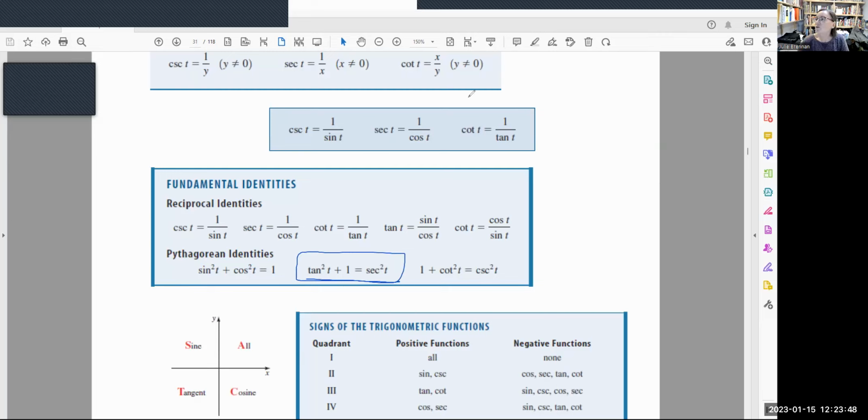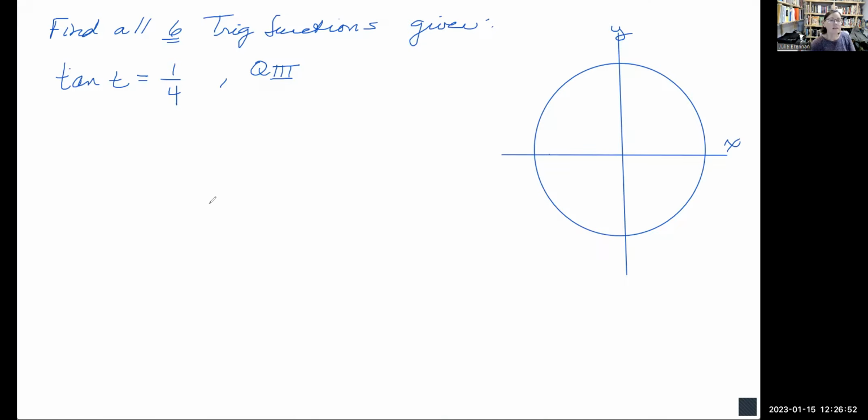And I'm going to share over the whiteboard here, and we're going to do one of these that involves a tan. Okay, so here is an example where we're given the tan of t, and we're told that this is in quadrant 3, okay? Also notice that this is not a unit circle value, and in fact, it's not even a Pythagorean triple, so we're not going to have any little shortcut tricks.